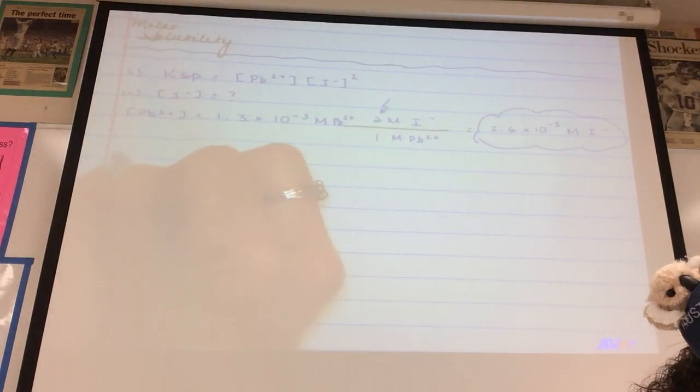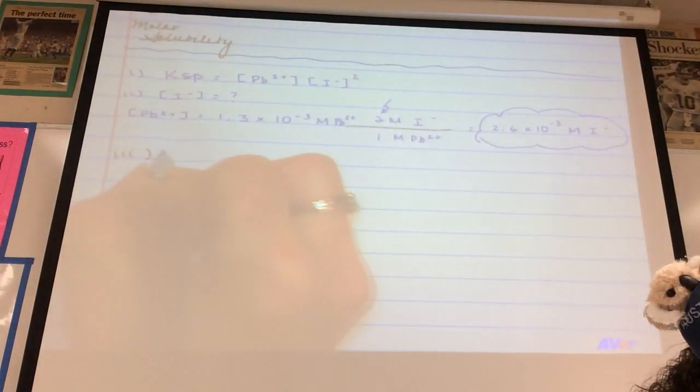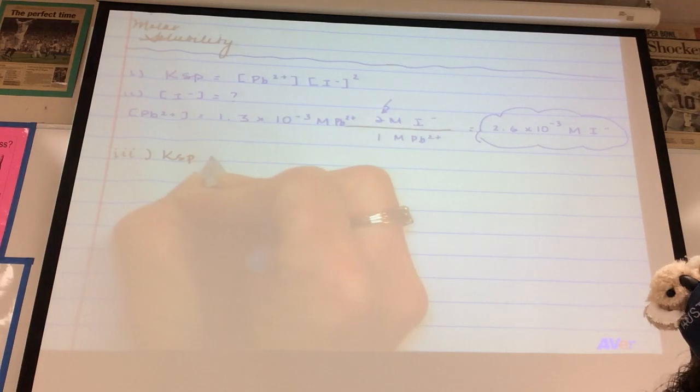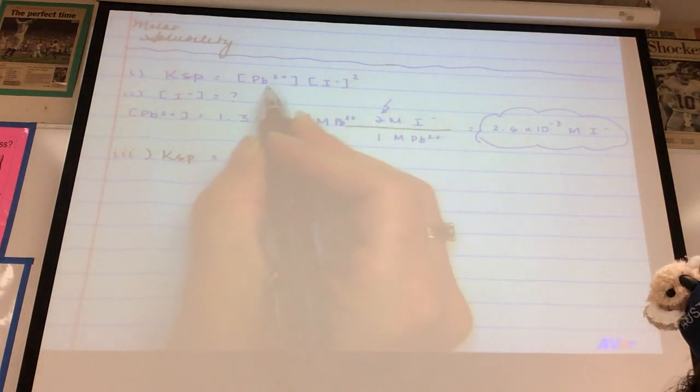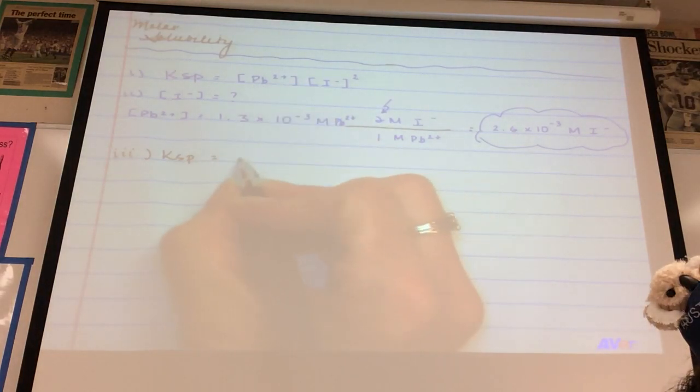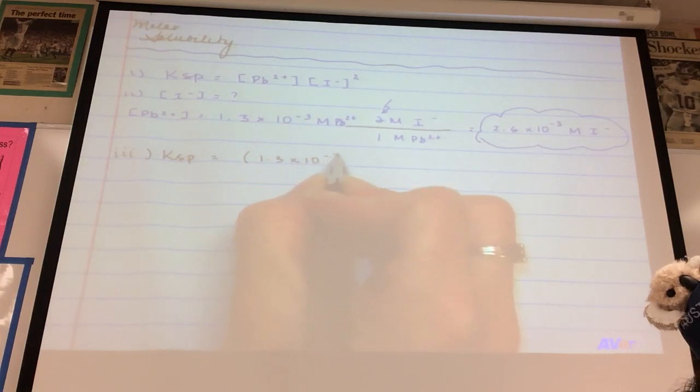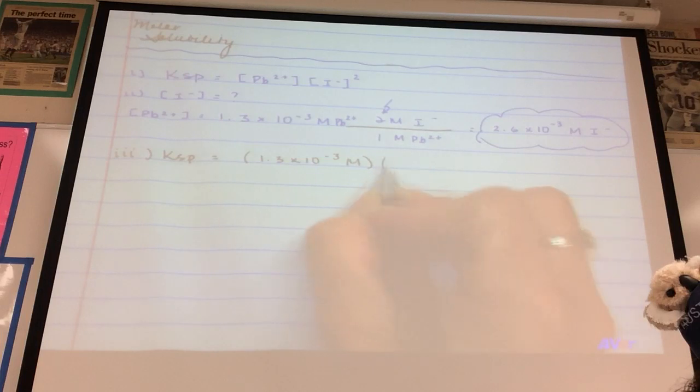And then in part 3, it says calculate KSP. So what are you going to put in the place of lead-2 plus? That was given, good. And then 2.6 times 10 to the negative third squared. And don't forget to square.